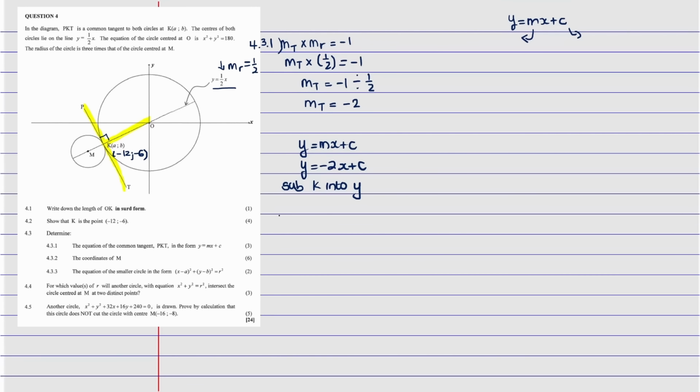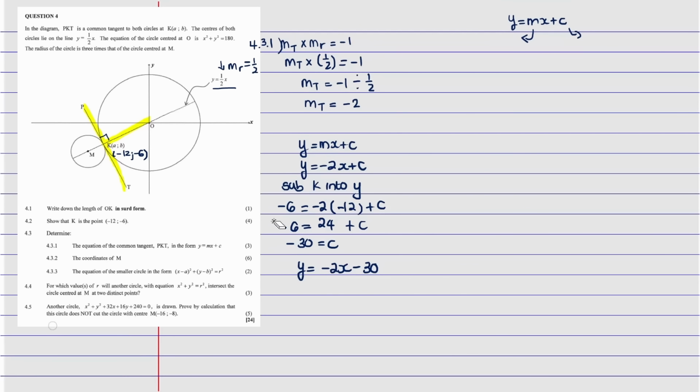It's going to be negative 6 is equal to negative 2, open bracket, negative 12, close bracket, plus c. Negative 2 multiplied by negative 12 gives us positive 24, because a negative times a negative is positive, plus c. So when you say negative 6 minus 24, it gives us negative 30, so c is equal to negative 30. Therefore, y is equal to negative 2x minus 30. That's the equation of the tangent.